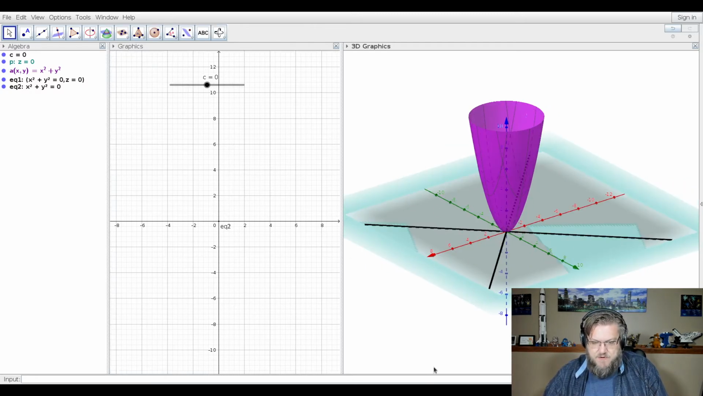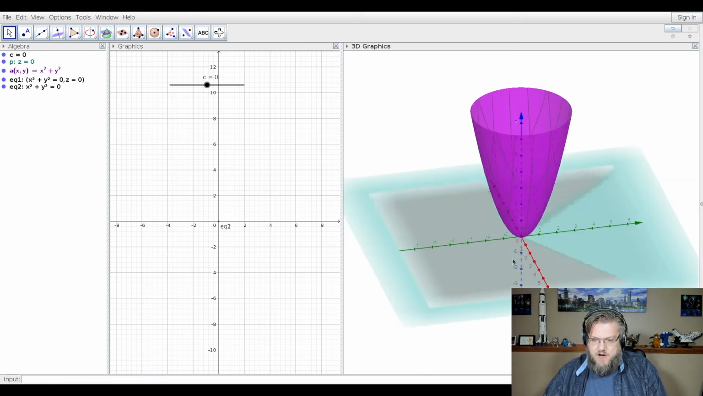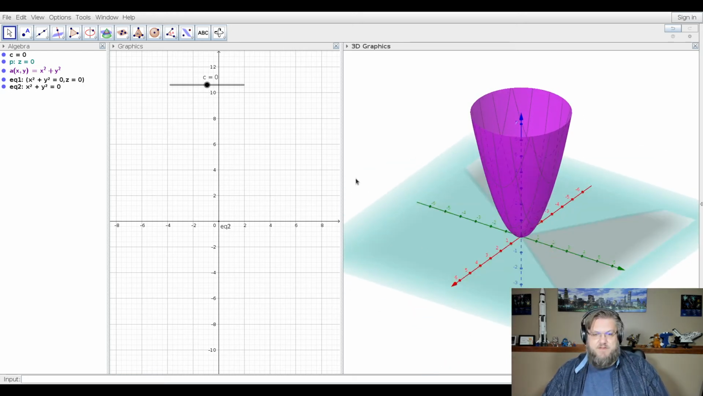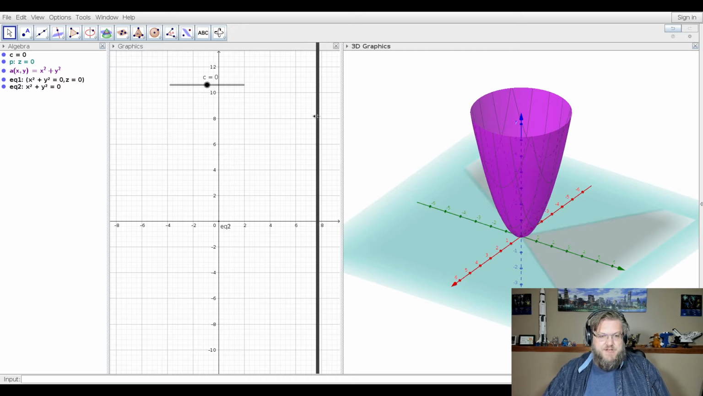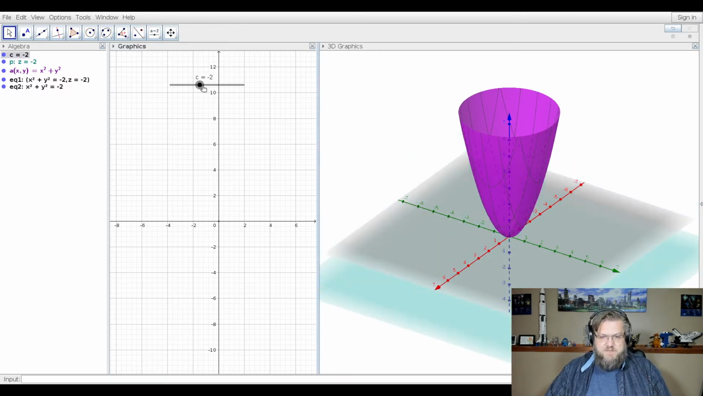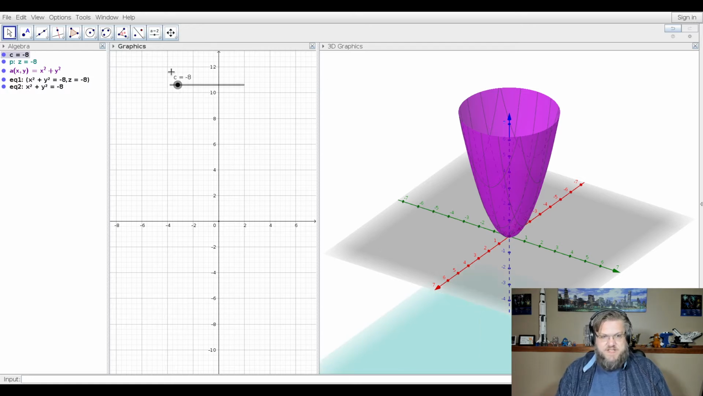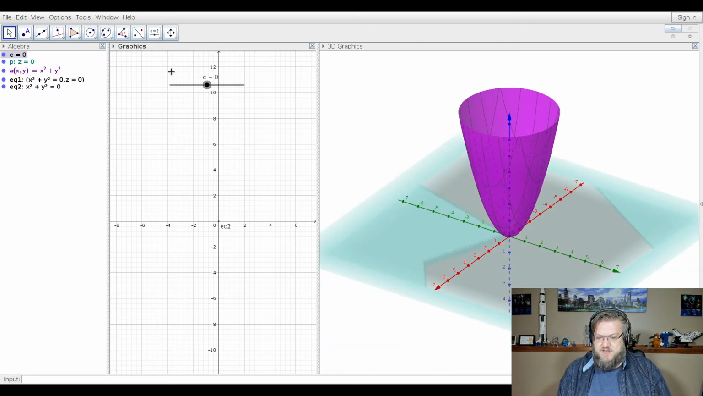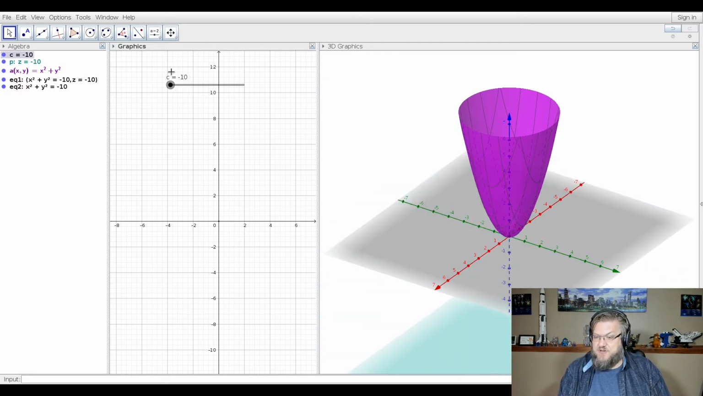I'm going to reset my view real quick. There we go. So here's our default position, what I've got going on. Here's what I want to do. I'm going to move this plane. See this plane? I get to control the height of this plane, and as it moves, it's going to cut the surface. It's going to intersect with the surface, right?